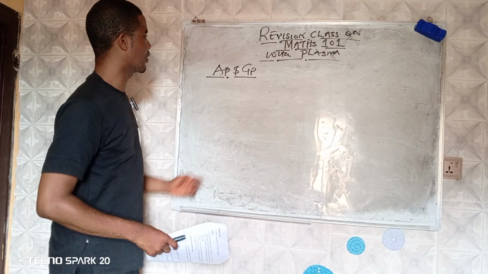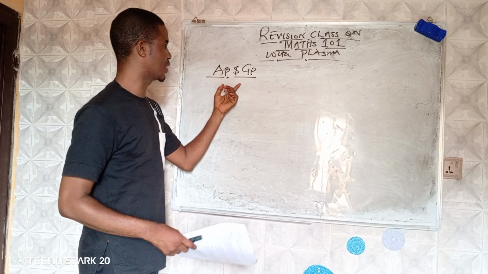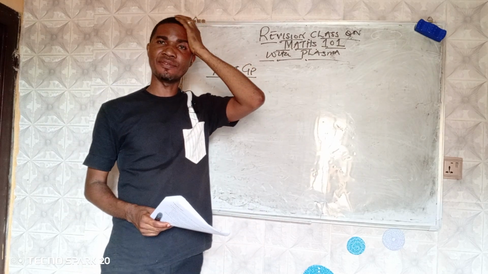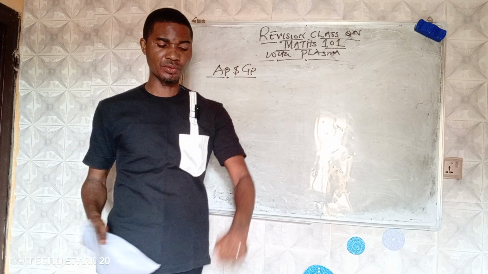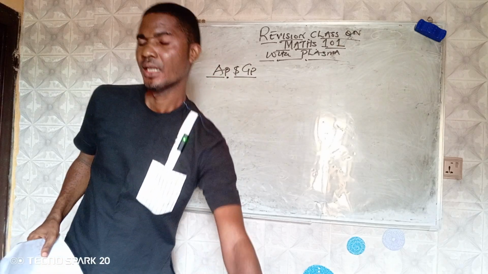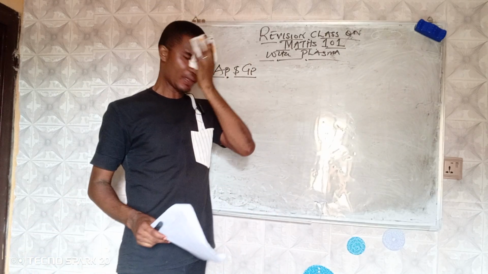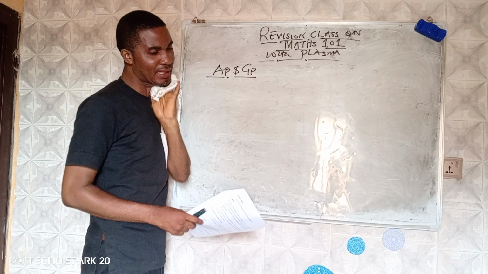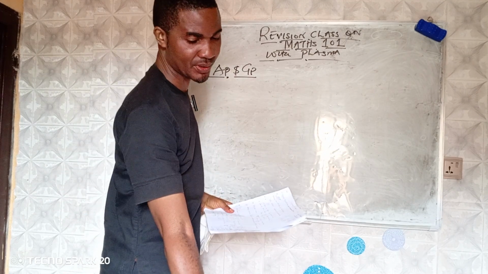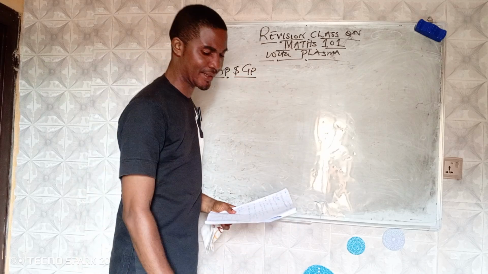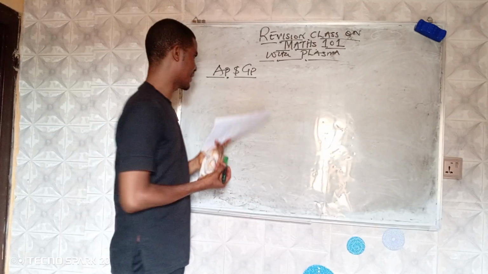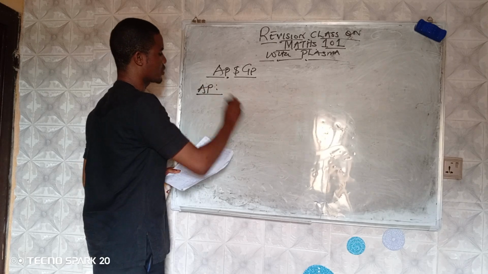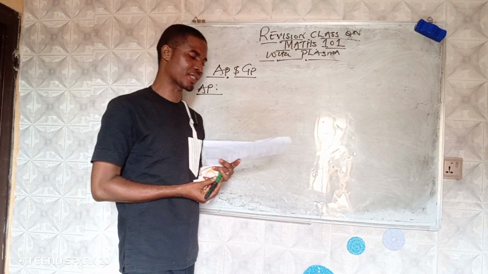Okay, moving to the next one, we are in AP and GP. AP and GP is a topic that we have learned all the way from secondary school, and I believe we have a grounded understanding in it. But we're going to look at a few things about AP and GP. So firstly, I would like us to look at AP, which is also called arithmetic progression.